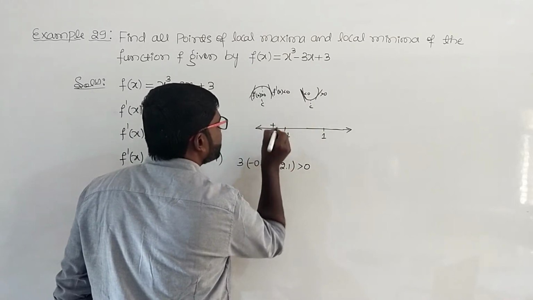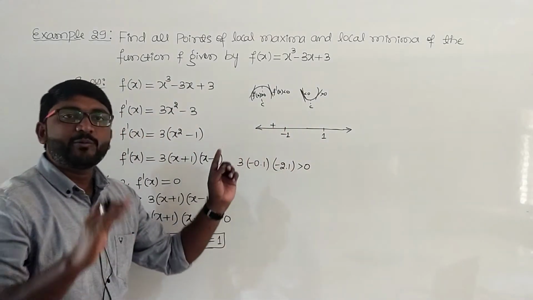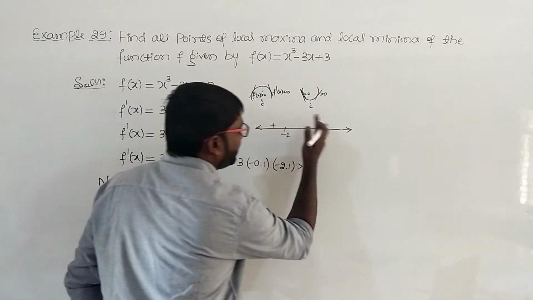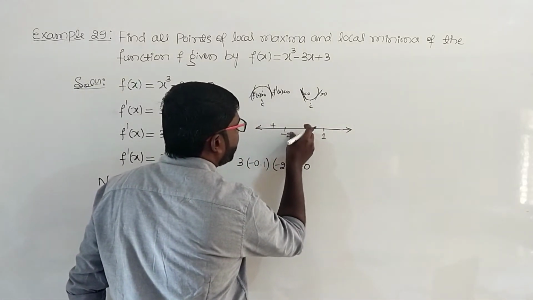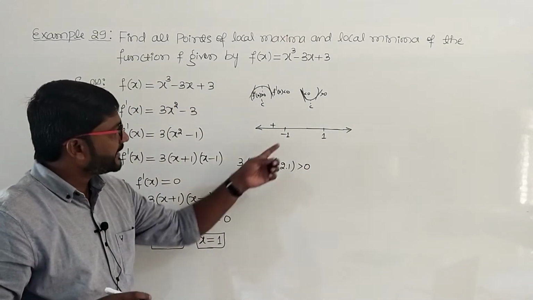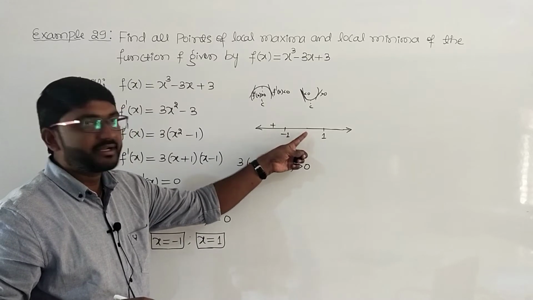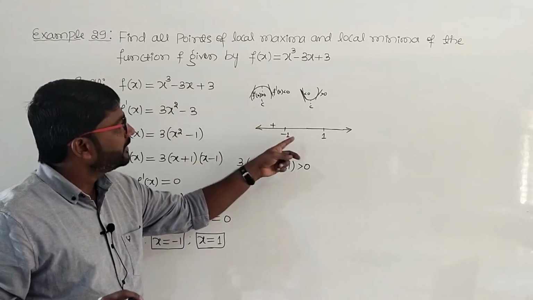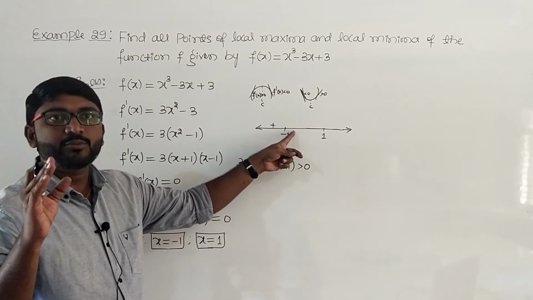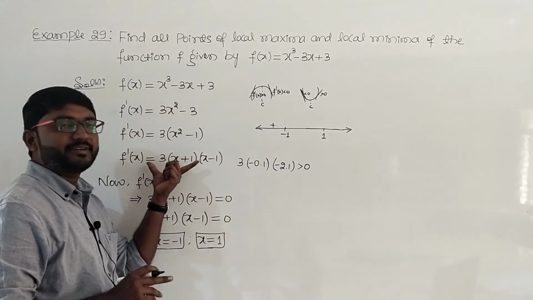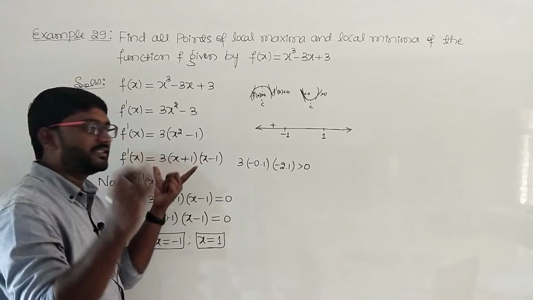Now take one value to the right of minus 1. To the right of minus 1 means this side, so we can take minus 0.5. Is that clear? To the right of minus 1 means you go minus 0.5, 0, plus 1 and so on. Substitute that minus 0.5 in f dash of x and check whether you get greater than 0 or less than 0.